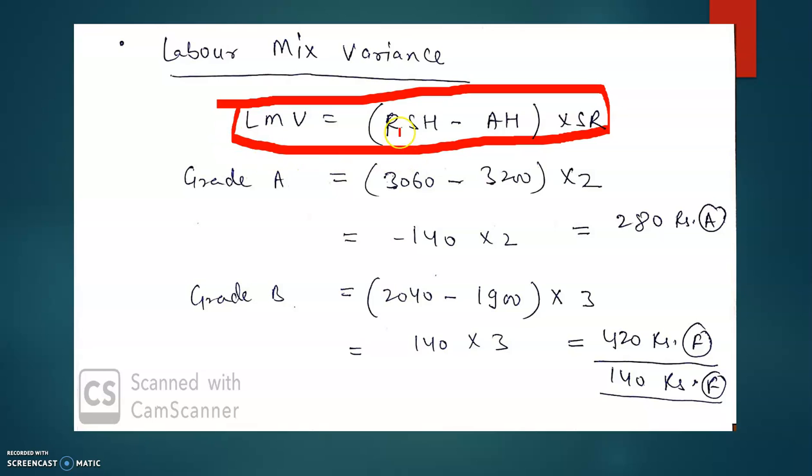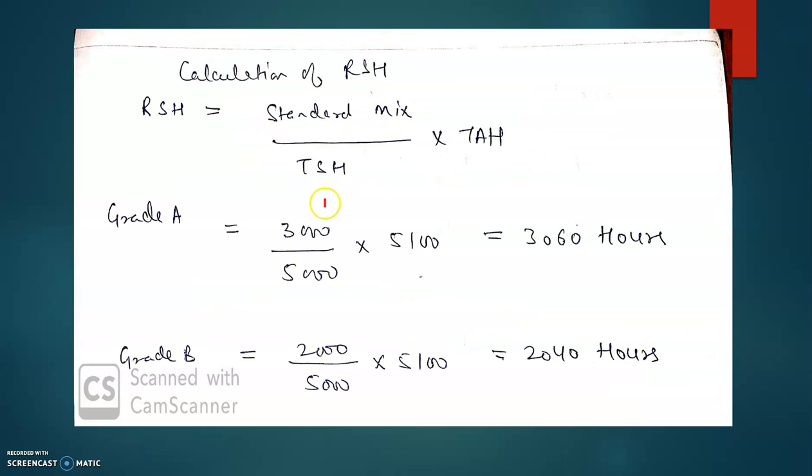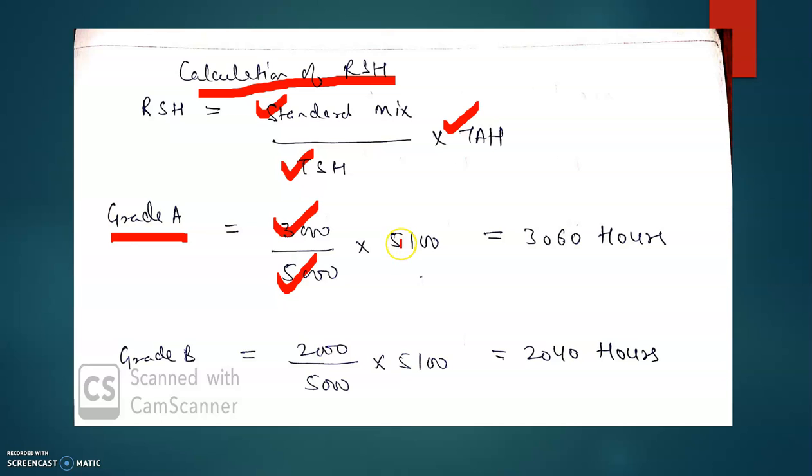So firstly, we need to calculate the revised standard hour. To calculate this, see how we have calculated RSH. Its formula is standard mix divided by TSH into TAH. So for grade A worker, the time is 3000 divided by total, that is 3000 plus 2000, which will be 5000, into total actual hours, which has been given to us in the question. When we calculate this, we will get the figure of RSH of grade A worker.